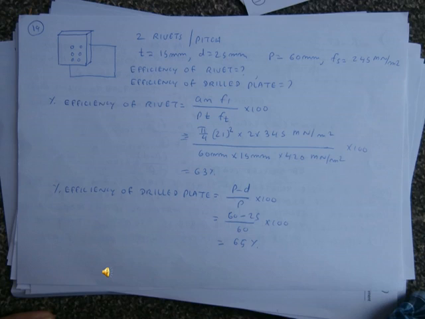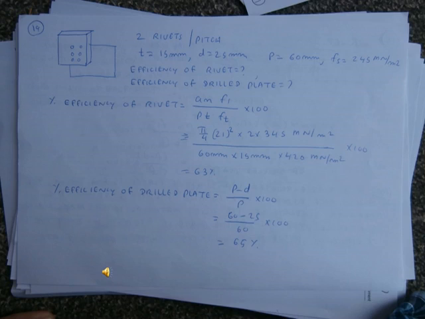So firstly, we calculate the percentage efficiency of the rubber. So A N Fs divided by P t Ft multiplied by 100. So pi by 4 into 21 square multiplied by 2 multiplied by 345 meganewton per meter square divided by 60 millimeter multiplied by 15 millimeter multiplied by 420 meganewton per meter square multiplied by 100. So we got 63%.